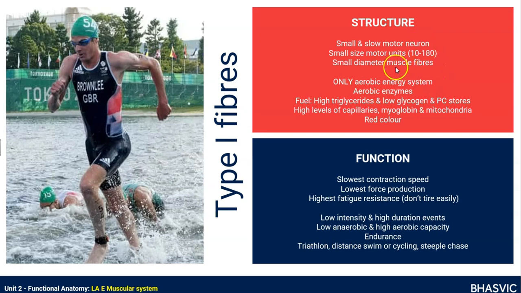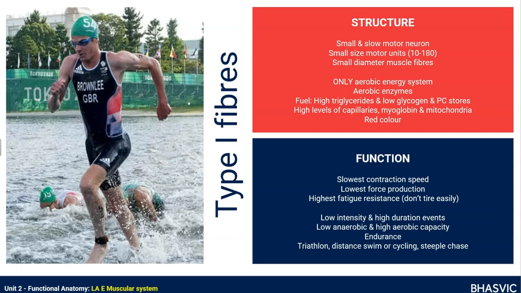Well, they've got quite a small motor neuron going to the muscle fibres to innervate them. The type 1 motor units are actually fairly small also, maybe low numbers like 10 fibres being recruited by one motor neuron, maybe more, but they're relatively small in size. The muscle fibres themselves are quite small in diameter, so they're quite thin if you like. They only work by energy that's been made aerobically.